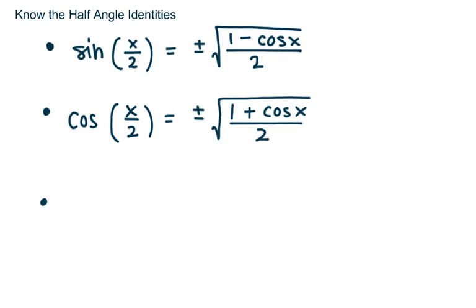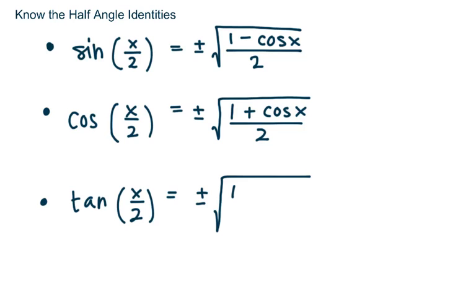And tangent, if you know sine and you know cosine, tangent is the ratio sine over cosine. And if I put each of these in a fraction over each other, these square roots would combine into just one really big square root. Those denominators would cancel, and we would be left with tangent of x over 2 is plus or minus the square root of 1 minus cosine x over 1 plus cosine x.